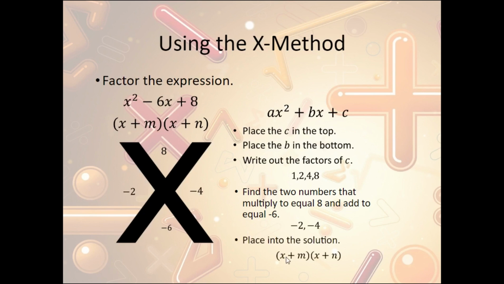Which started as x plus m times x plus n. Well, I'm going to plug in -2 for one of these and -4 for the other one. So I get x minus 4 times x minus 2.